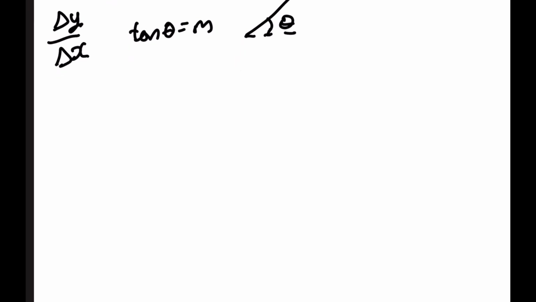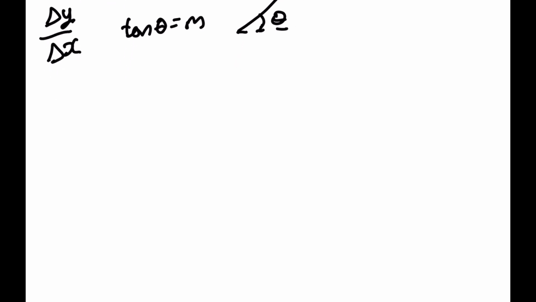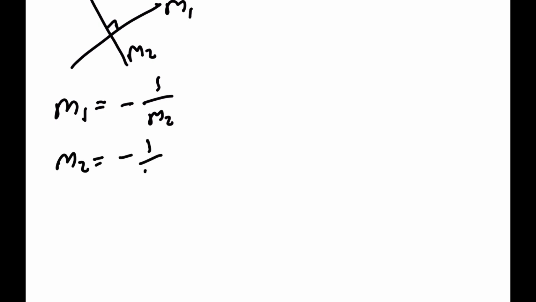Now, if you have the gradient of a perpendicular line, so you have a line like this which has a gradient m1, and you have a line like this, m2, and it's perpendicular as we've shown here, the gradient m1 is going to be equal to minus 1 over m2, and the same the other way around, so m2 is equal to minus 1 over m1. This is the negative reciprocal.